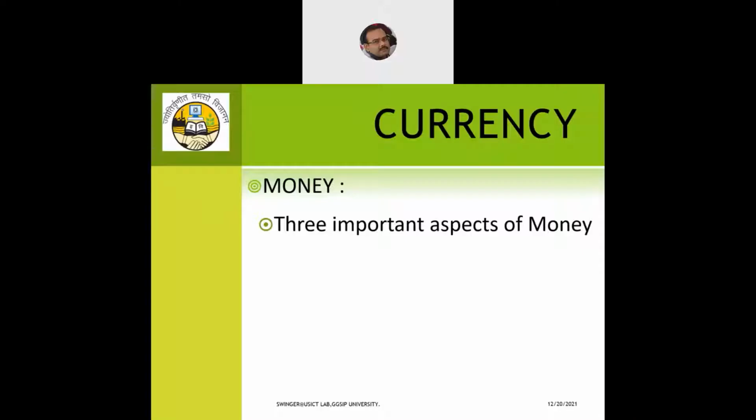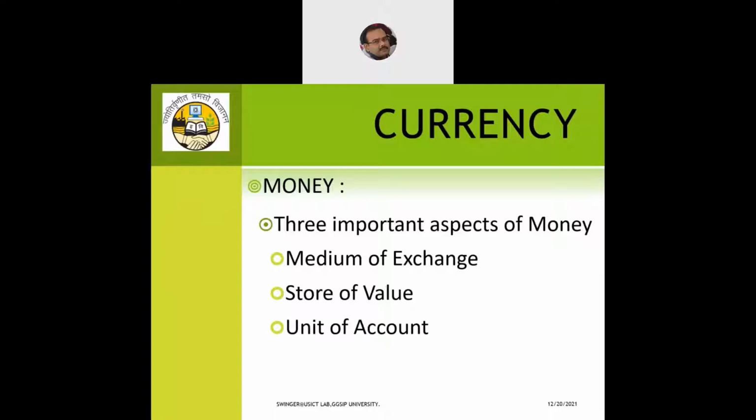So the countries which have a very good amount of forex reserves and whose currency value is very high are considered good economies. There are three important parameters on which you measure the worth or the value of money. One is the medium of exchange, then a store of value, and third a unit of account. So these are the MSU parameters for money: medium of exchange, store of value, and unit of account.